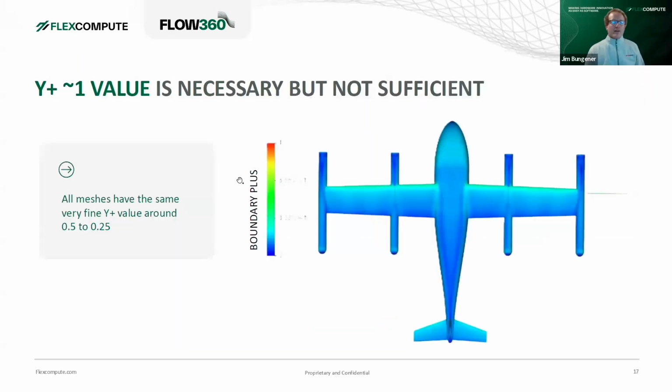So one thing we see happen regularly is this thought that I have a Y plus 1 mesh, a mesh where the Y plus is around 1, which means it's a good mesh. Not really. It is a necessary but not sufficient condition. You can see all of my meshes here have a Y plus that's even less than 1, and yet we will get very different answers.